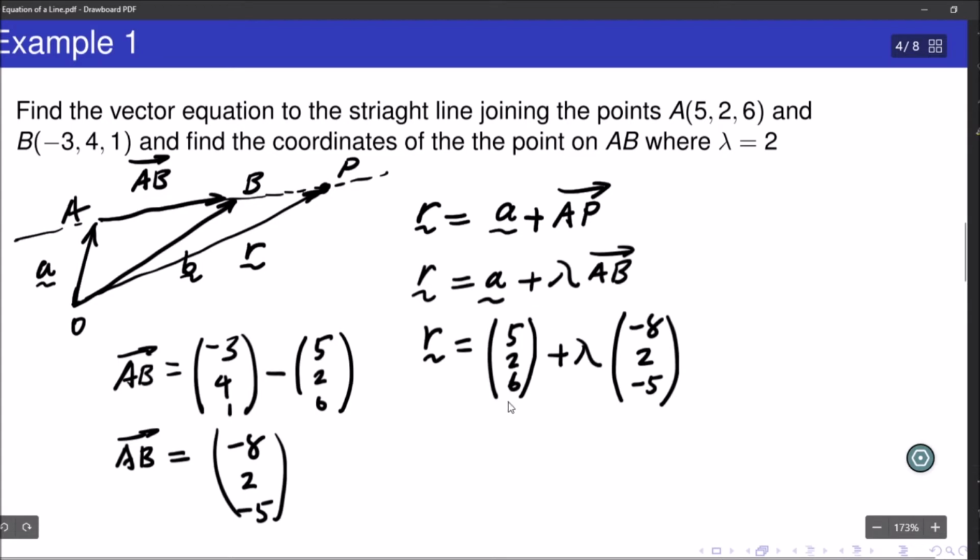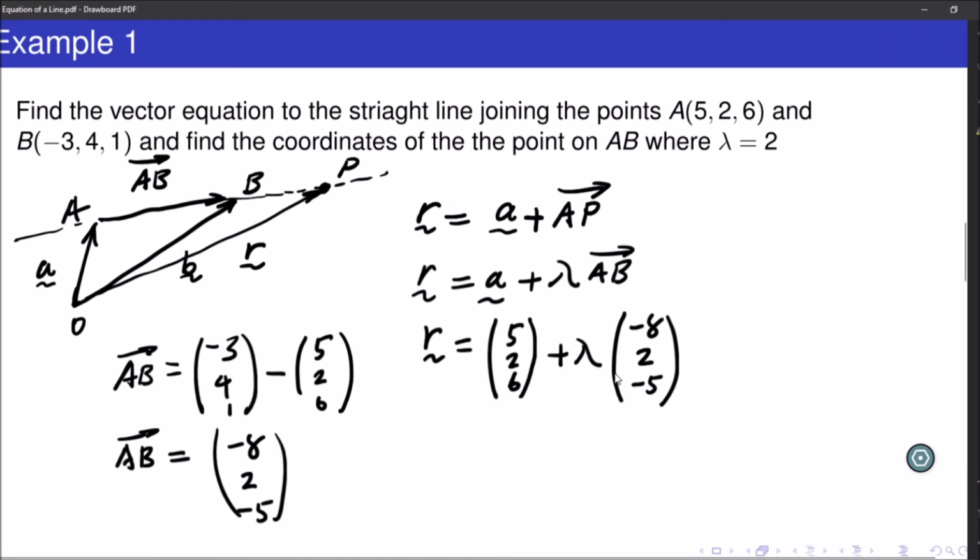So altogether: starting point, direction you go, and how far you go. And that would give us a point when we substitute a specific value for lambda. So specifically how far it is, yeah?